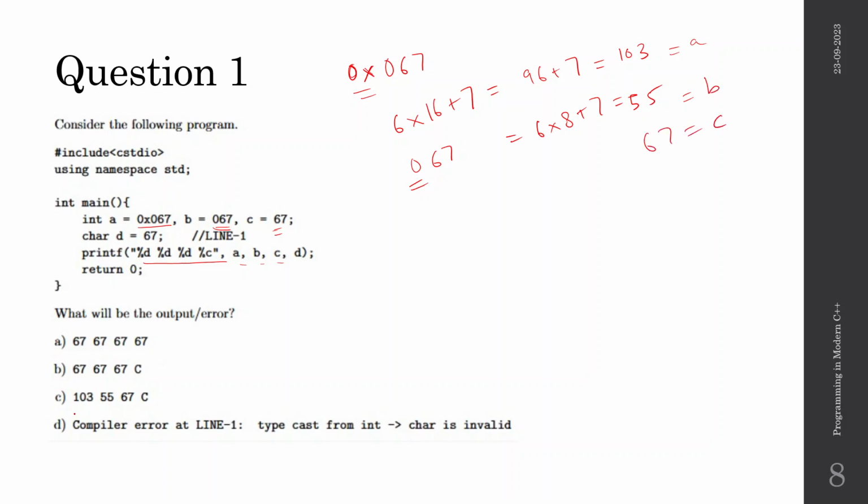Sir, percentage D is taking the ASCII value. We mean 67 is for C, the ASCII value for C. No, no, it will be the case for D. Yes, sir, for D.